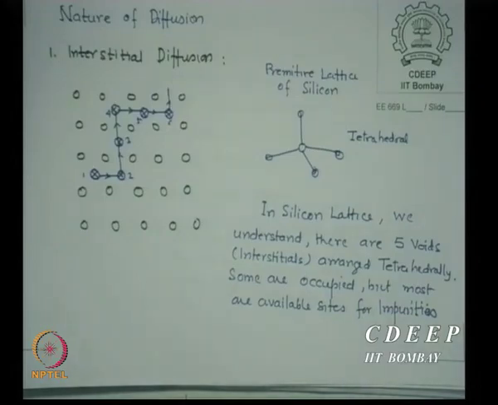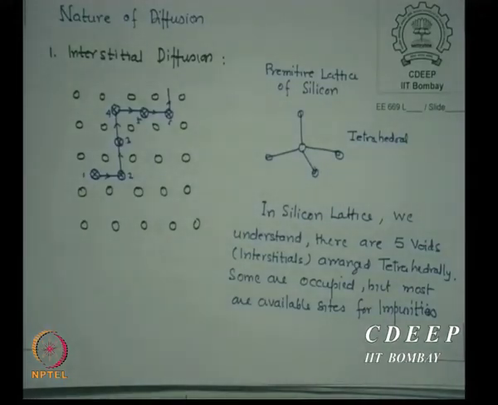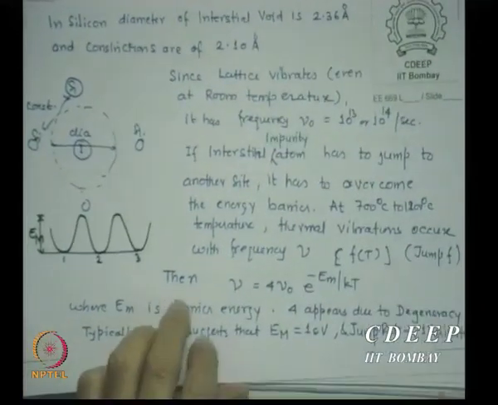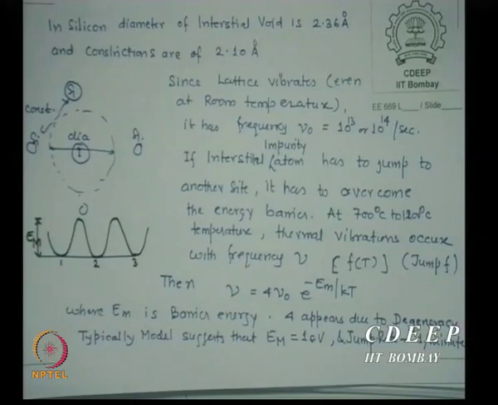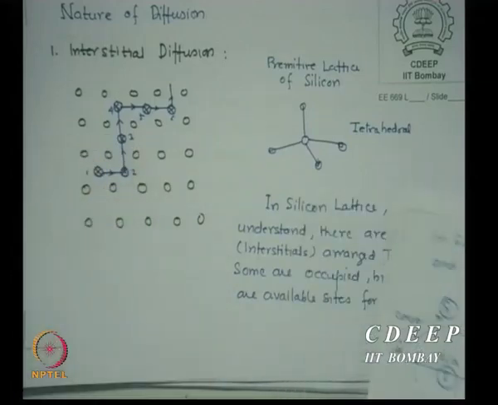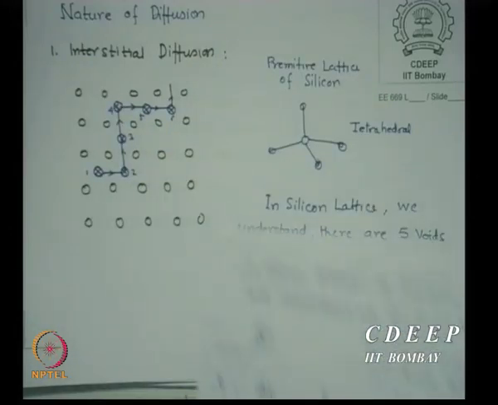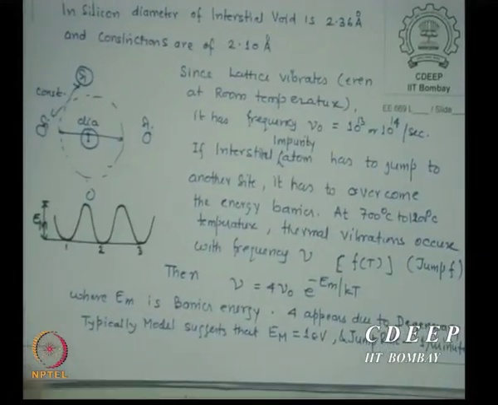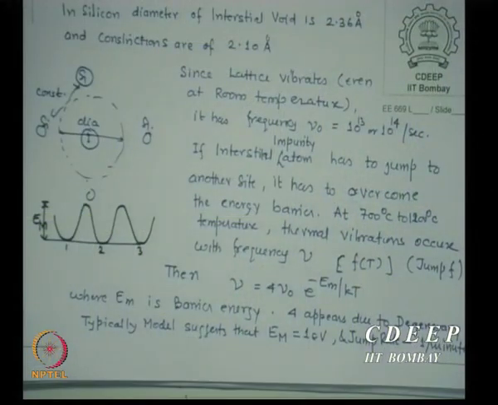Now in the case of silicon, this data is of course a few lines, so you can always see. The diameter of the interstitial void in silicon is 2.36 angstroms. What is the void? Essentially, it is the sphere which touches all 4 atoms, and the backside one as well. The circle shown here has a diameter of 2.36 angstroms, which means the radius is 1.18 angstrom. This is called the tetrahedral radius. Between the two atoms on the constriction side, the gap is 2.10 angstrom.